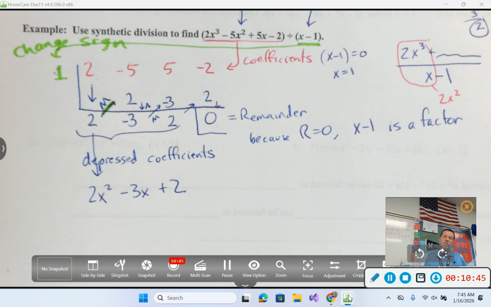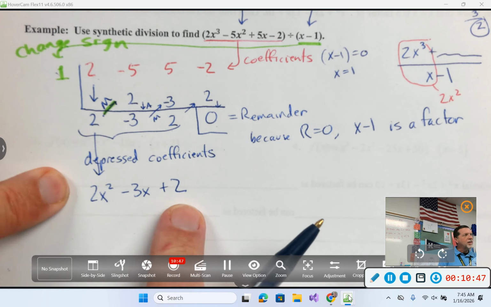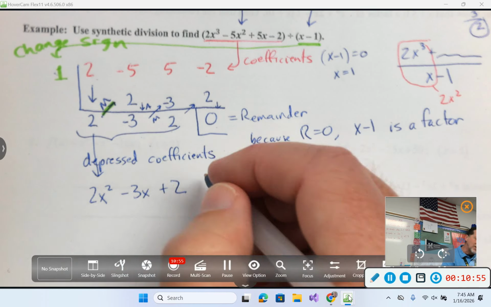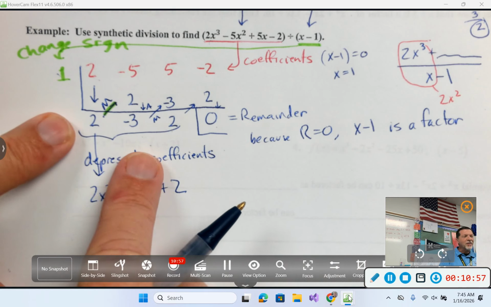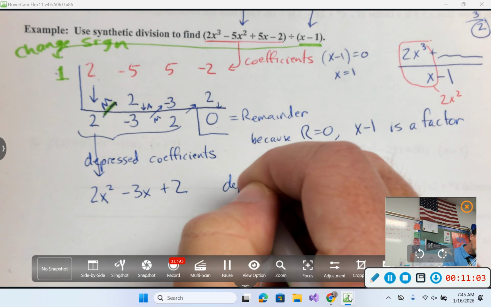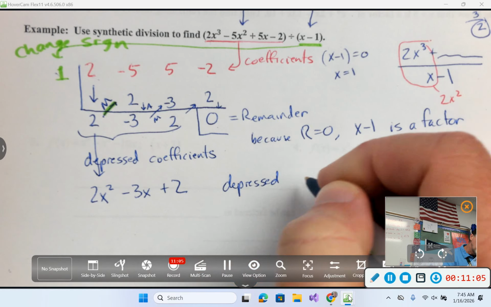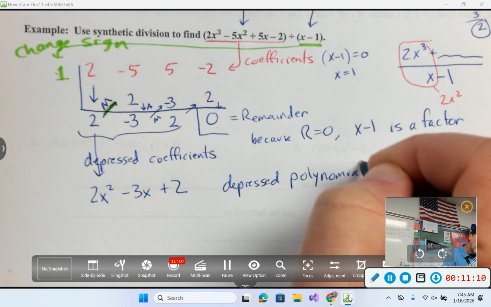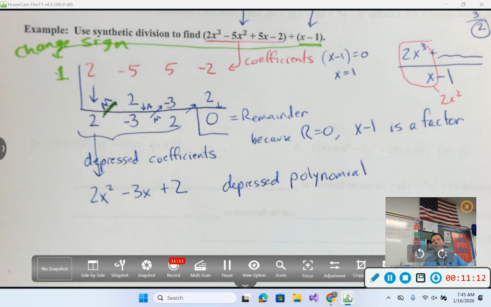And that also has a funny name. It's a polynomial, but it's 1 degree less than what we started with. So you want to guess what its name is? Depressed polynomial. Well, it's not more depressed than the coefficients, so it's equally depressed, but it's not coefficients, it's now a polynomial. So that's the depressed polynomial. I get like, Mr. Wolf, all this is depressing. Fair enough.